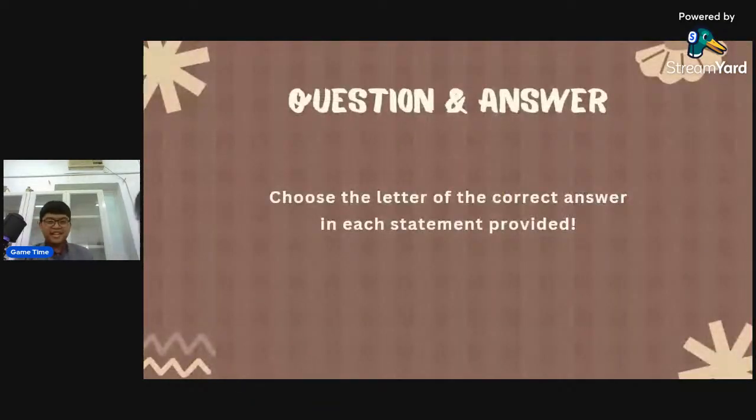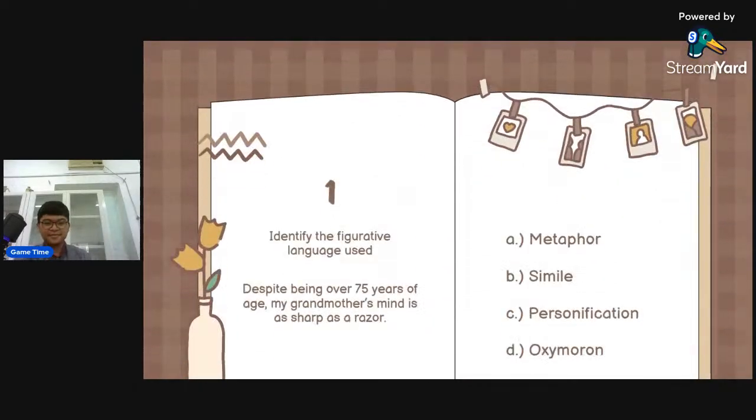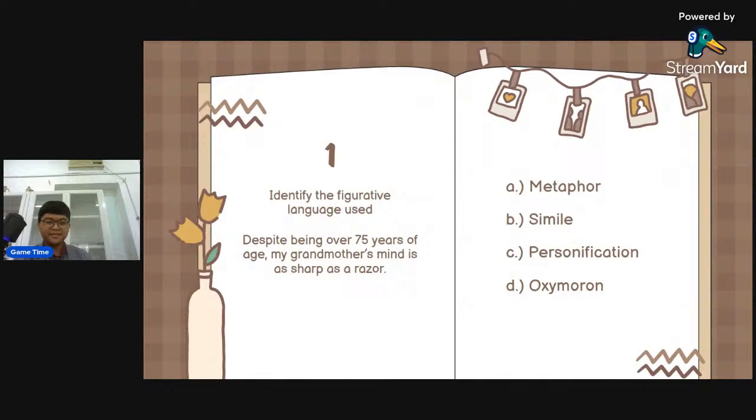All right, question and answer. Choose the letter of the correct answer in each statement provided. All right, number one. Identify the figurative language used. Despite being over 75 years of age, mother's mind is as sharp as a razor. A. Metaphor. B. Simile. C. Personification. D. Oxymoron.